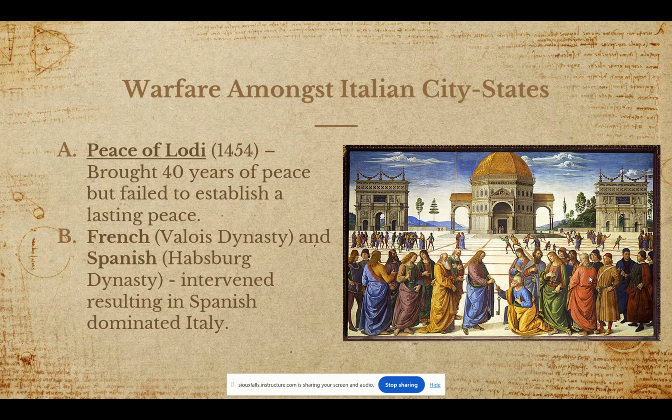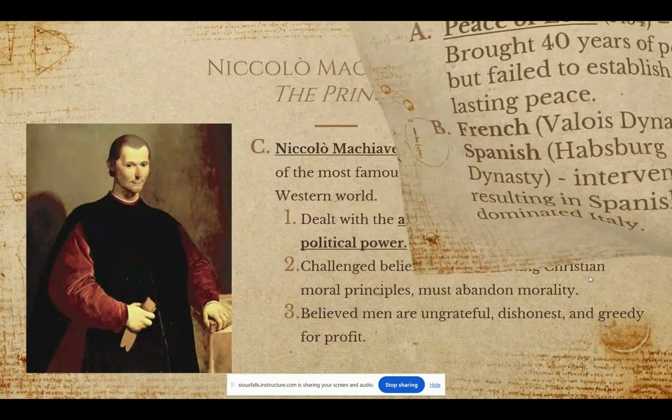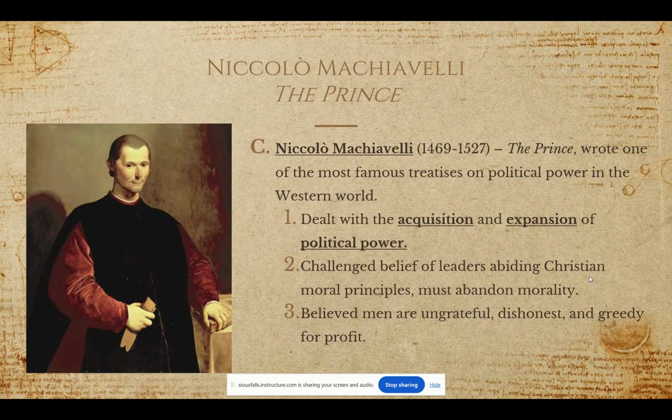So I think tomorrow a good place for us to start is going to be with the publishing of probably the second most important work beyond The Courtier, which would be Machiavelli's publishing of The Prince.